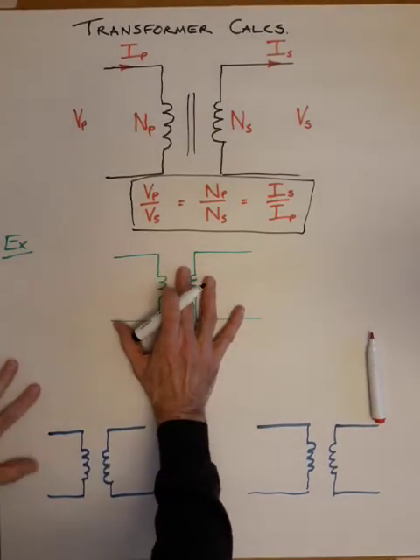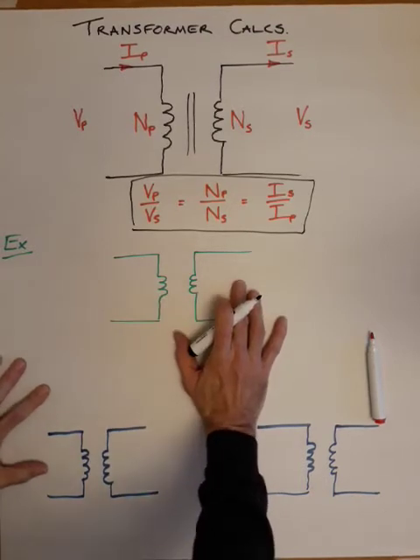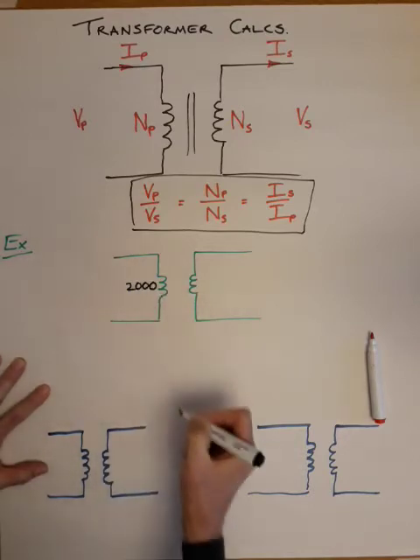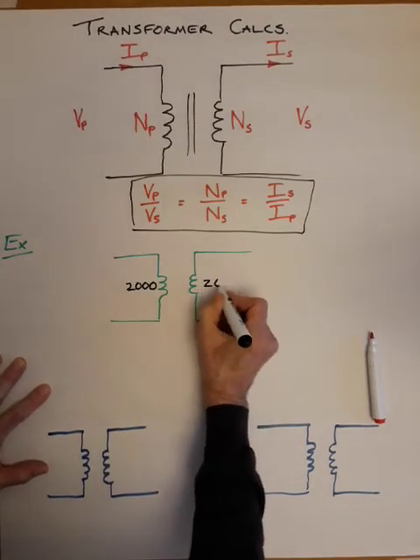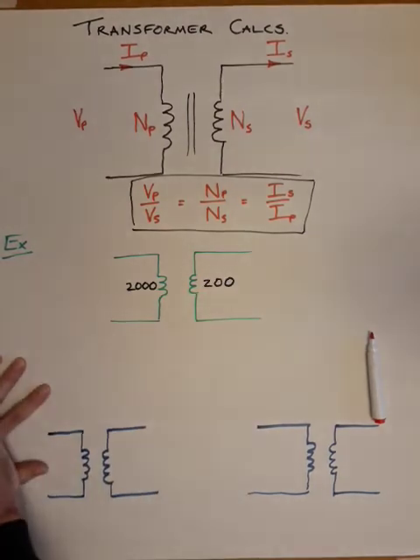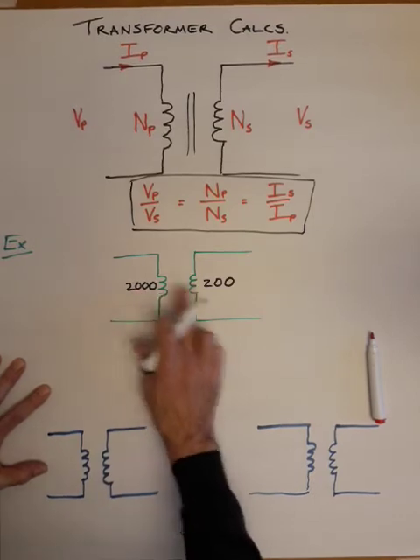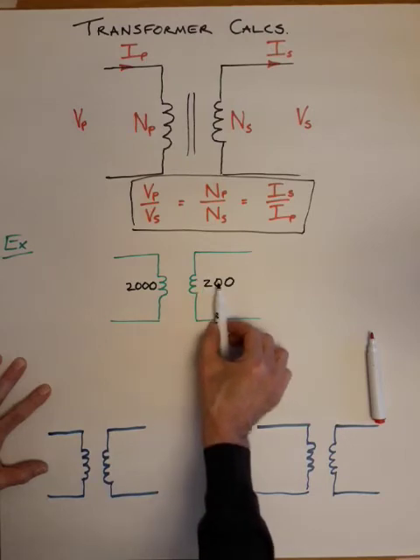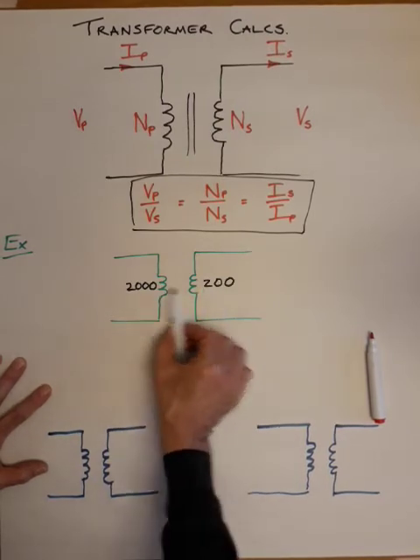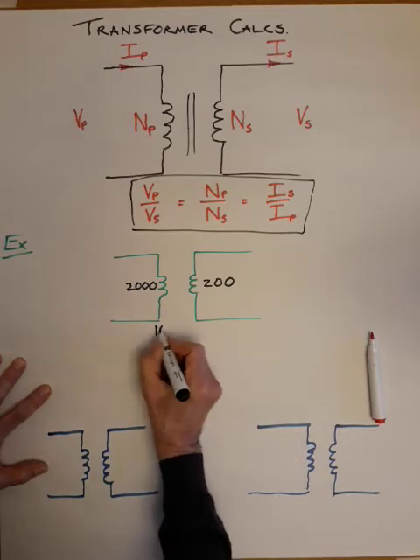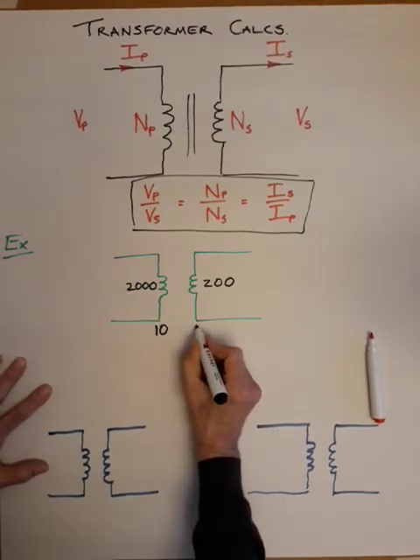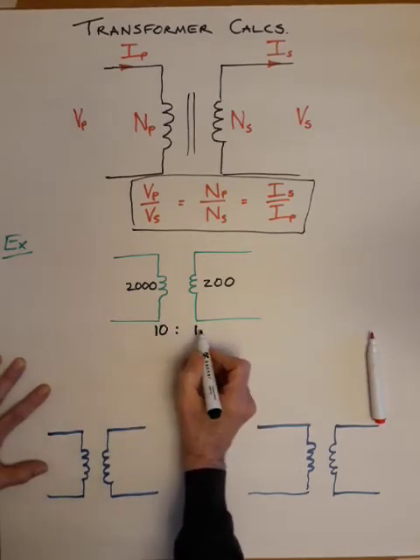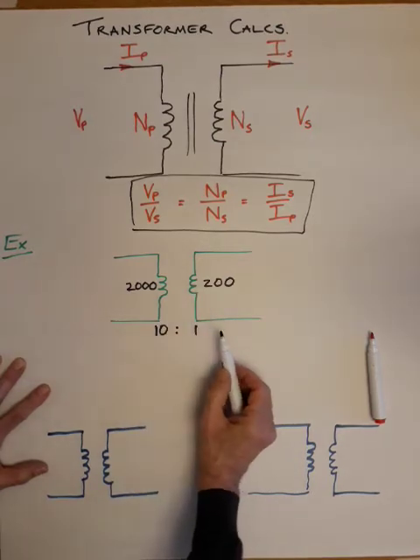Let's have a simple look at this example here, the transformer I've coloured in green. Let's suppose we have 2000 turns on the primary and we have 200 turns on the secondary. We can find a ratio that covers how these turns work. If you take the smaller number and divide it into the bigger number, 200 into 2000 goes 10 times. 200 into 200 goes once. We have a ratio of 10 to 1.